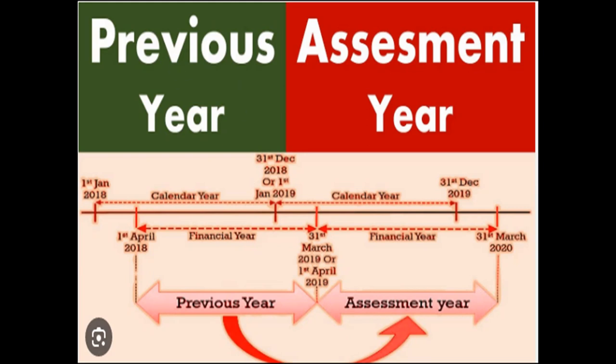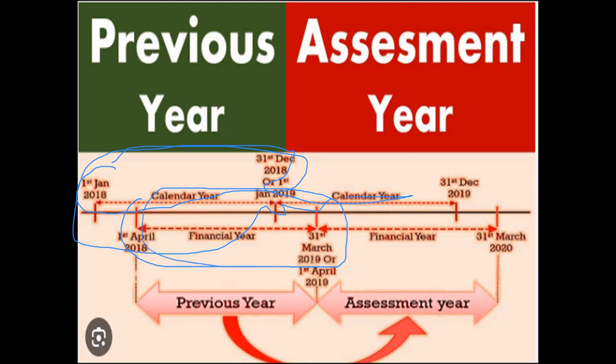I told the difference between calendar year and financial year. Calendar year will start on 1st January and end on December 31st. This is January 2018 to December 2018. And financial year will start on 1st April 2018 and end on 31st March 2019. This is the previous year.